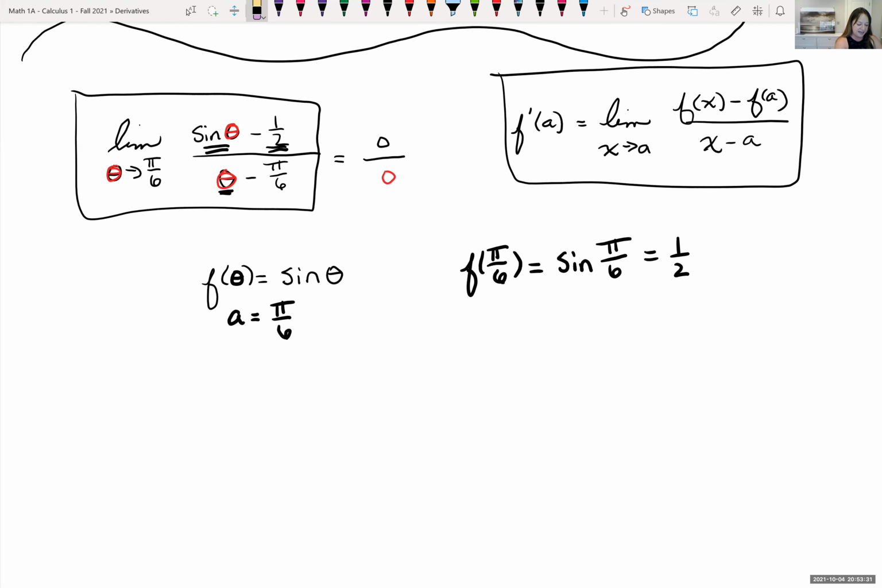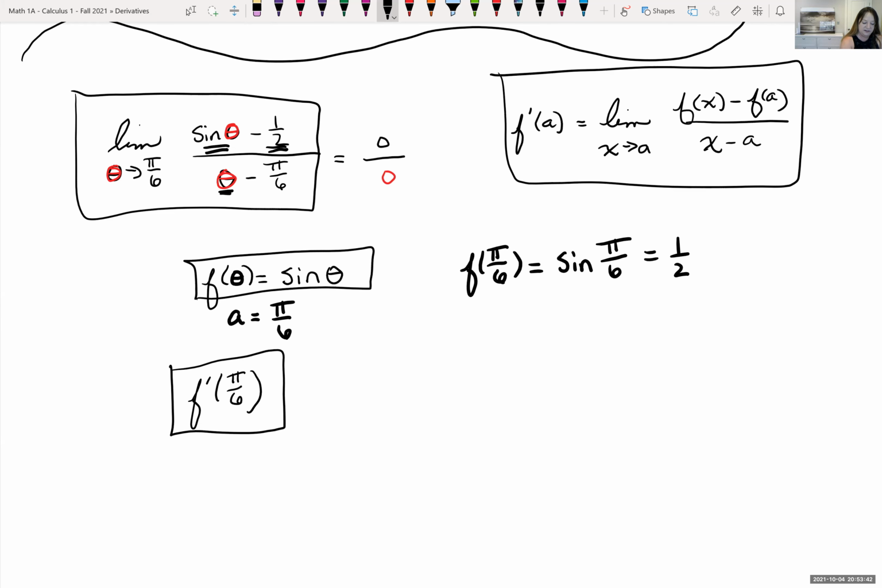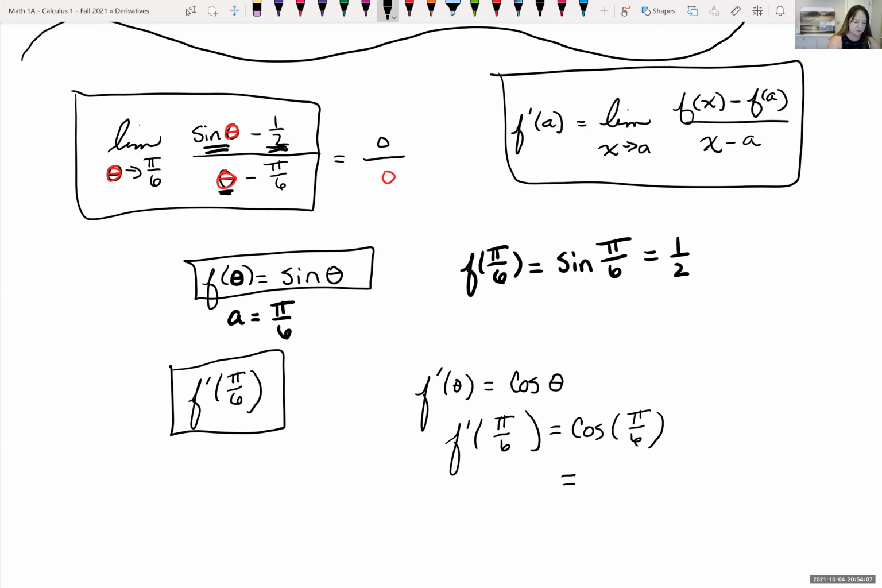So what I was just saying is that we want to find f prime of pi/6. And we're given what f of theta is. If we wanted to find the derivative of sine of theta, so f prime of theta, that one is cosine theta. Now, if we evaluate this, plugging in pi/6 wherever we see theta, we get cosine of pi/6. And cosine of pi/6 is √3/2.